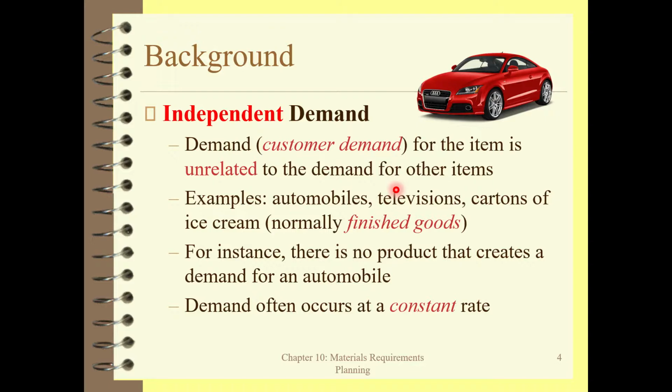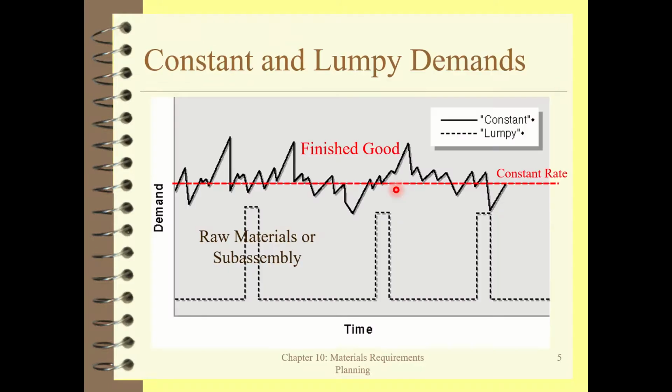The pattern of demand for independent demand is normally constant. Usually the demand pattern for independent demand is like this. This is the independent constant rate for a finished good. Okay, normally it fluctuates a little bit, but we round it to this line. We call it constant demand.